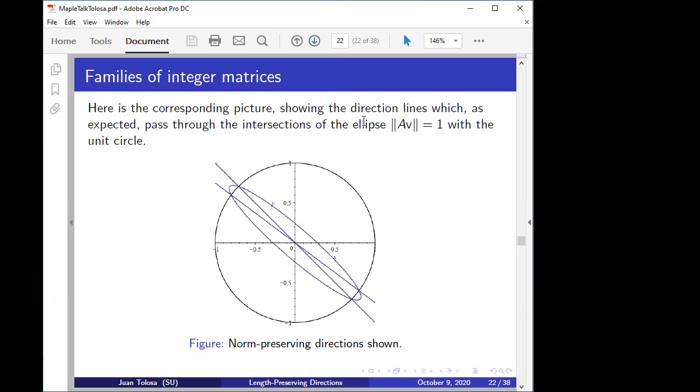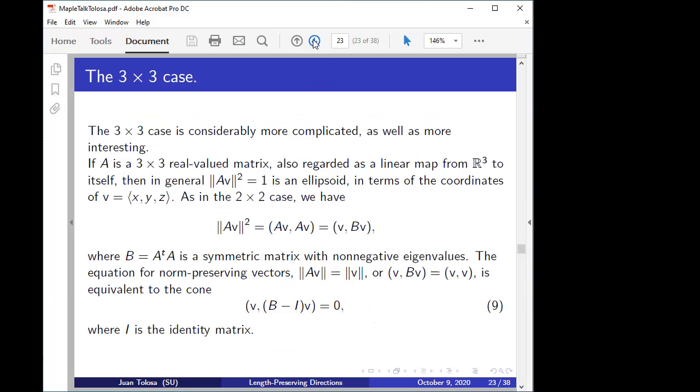Here is a corresponding picture. You have the two lines, as you would expect. They pass through the intersections of the ellipse given by the norm of AV equals 1, and the unit circle. Okay, so what about the 3 by 3 case? It's much more complicated. It's also much more interesting.